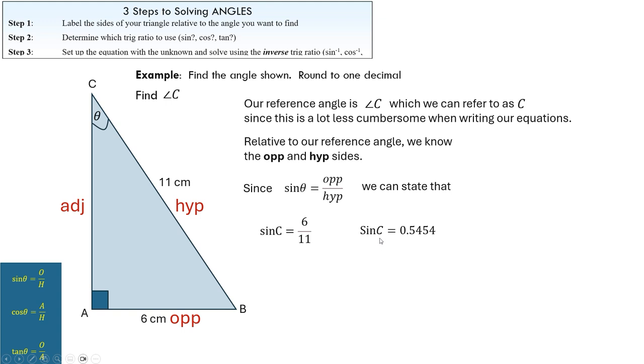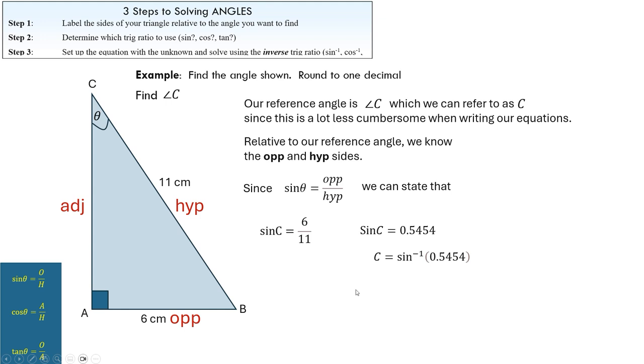If we want to know what C is by itself, we need to write a statement like this. C by itself equals the inverse sine of 0.5454. This is how we isolate C on this side. We write C, and to get rid of this and bring this over here, we write what's known as the inverse of whatever this is.